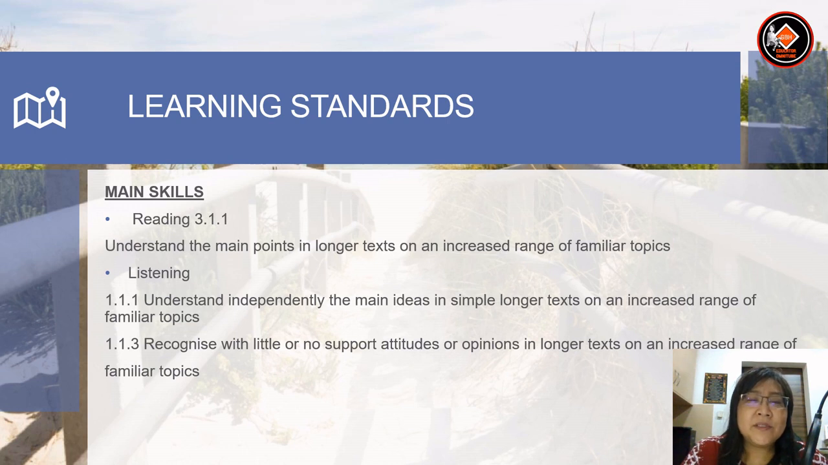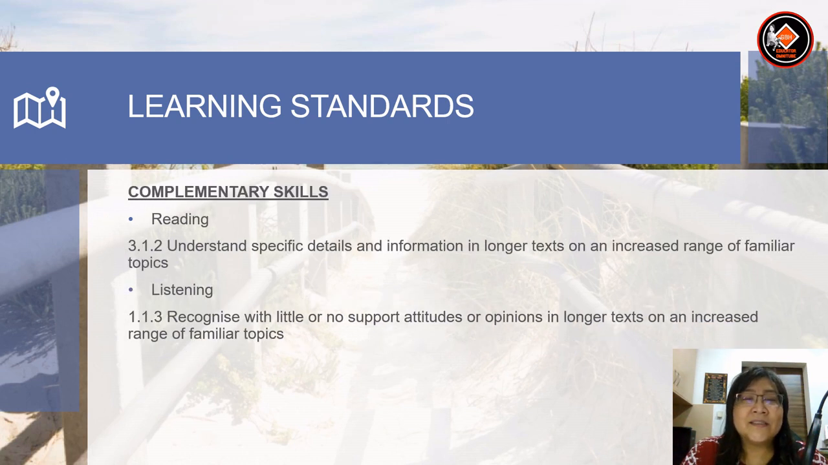Here we have main skills, reading 3.1.1, understand the main points in longer text on an increased range of familiar topics. And then we have listening, 1.1.1, understand independently the main ideas in simple longer text on an increased range of familiar topics. And 1.1.3, recognize with little or no support attitudes or opinions in longer text on an increased range of familiar topics. Then we have the complementary skills.